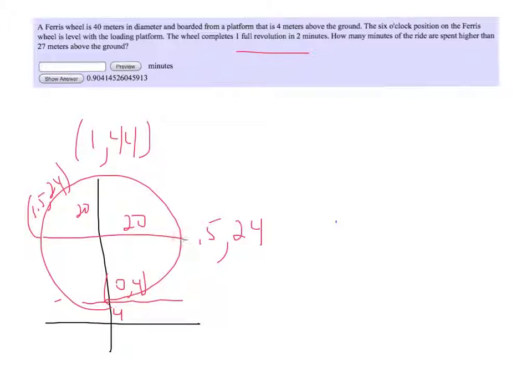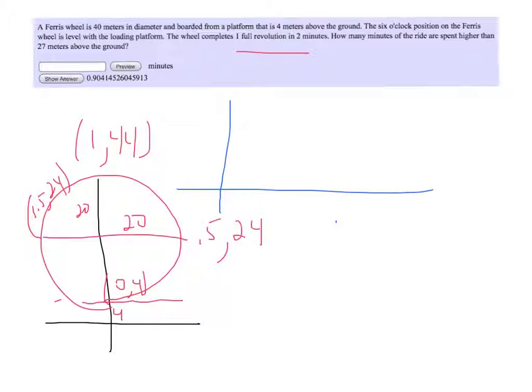Now what I did is, if the diameter is 40 meters, the radius is 20, and I added the 4, that's where I got the 44. Half a minute in, it's at the radius plus 4, so that's 24. And then a minute and a half into the ride, it's back down to 24. So now I've got these points. Let's graph them.